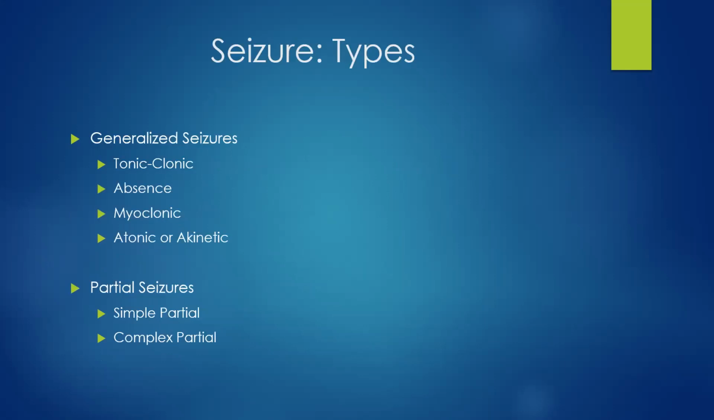So a couple of different seizure types, and we're going to talk about these just so you have an awareness. Tonic-clonic, absence, myoclonic, atonic, or akinetic, those are all called generalized seizures. And then there are also partial seizures, simple partial and complex partial. And again, we're going to briefly talk about each of these.